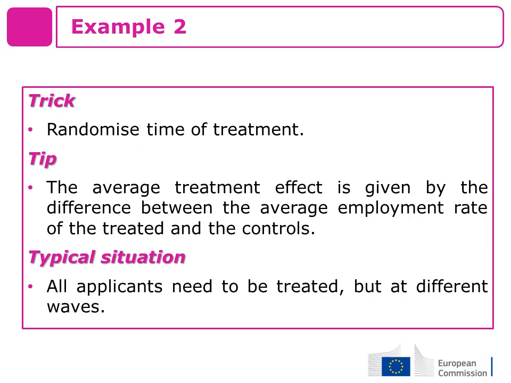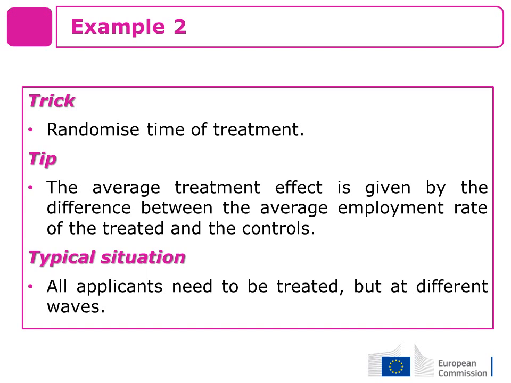In this case, the trick is randomized time of treatment. This is expected to work because randomizing the time of treatment is the same as choosing who receives training at time 1 by random assignment. The analysis of results, i.e. the CRIE method, is still the same. Tip: compute the average treatment effect as the difference between the average employment rate of the treated and non-treated.